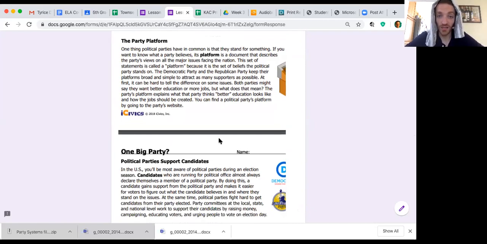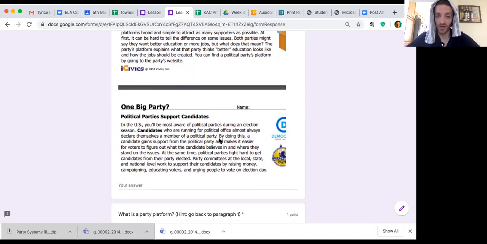The Democratic Party and the Republican Party keep their platforms broad, meaning wide, and simple to attract as many supporters as possible. At first, it can be hard to tell the difference on some issues. Both parties might say they want better education or more jobs, but what does that mean? The party's platform explains what the party thinks better education looks like and how jobs should be created. You can find a political party's platform by going to the party's website.